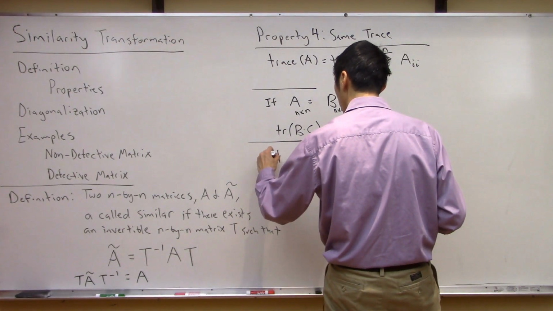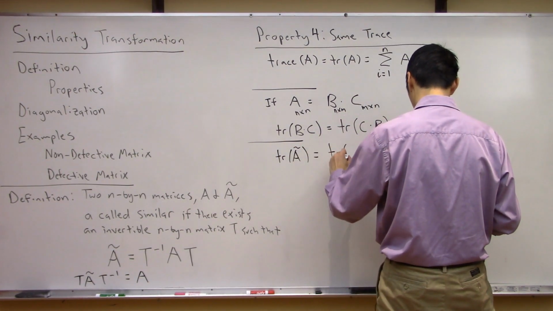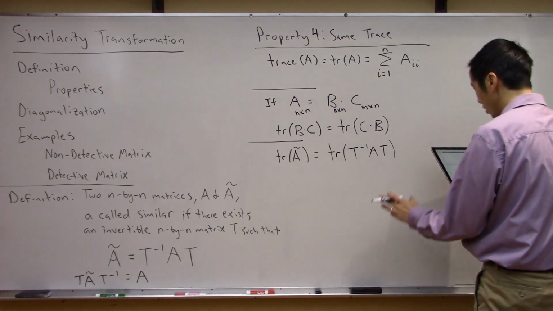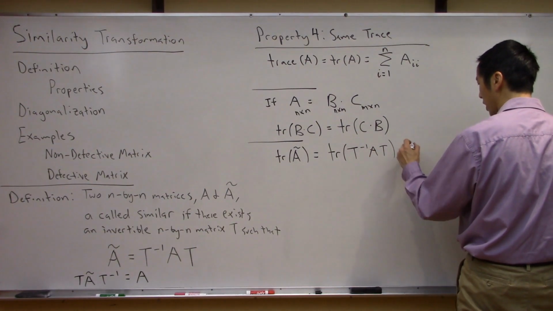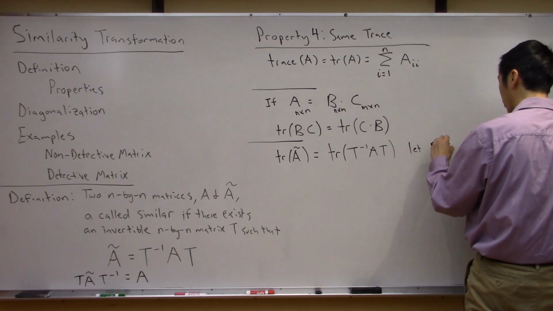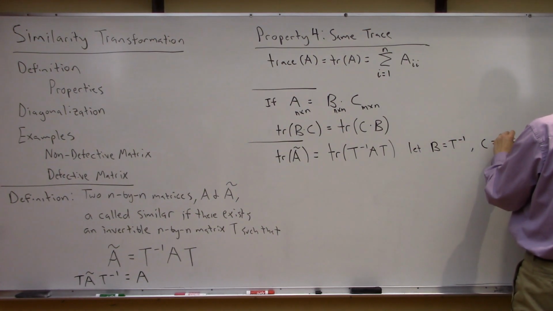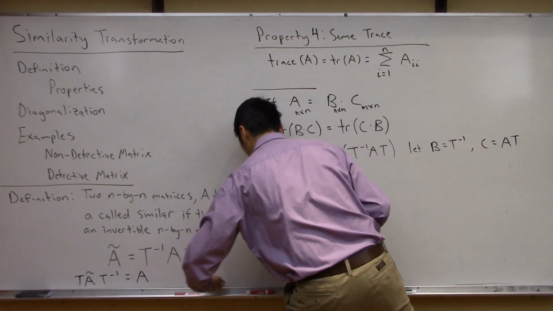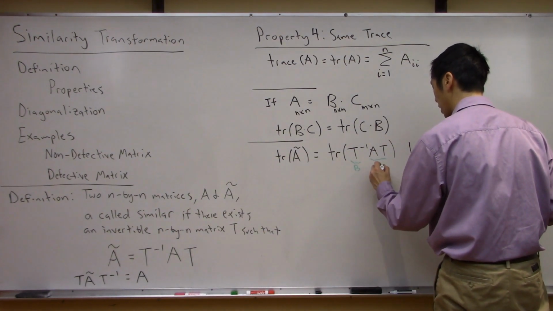So let's compute the trace of A tilde. Again, A tilde we said was just T inverse AT. So let's break this up into two steps and make a substitution. I'm going to call this bit, T inverse, matrix B, and let's call this matrix AT matrix C.